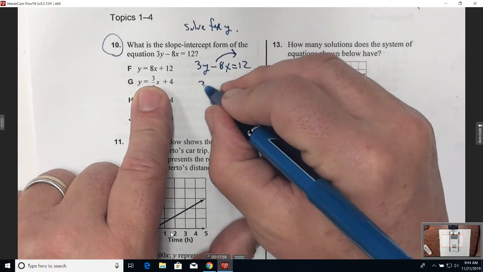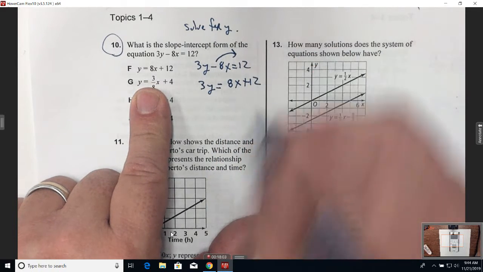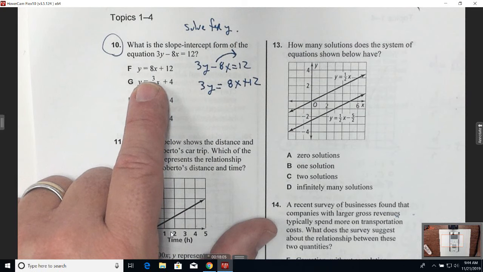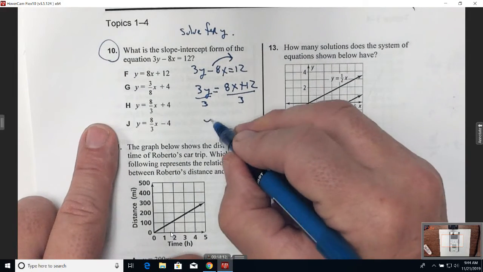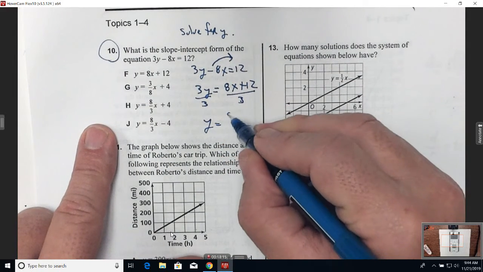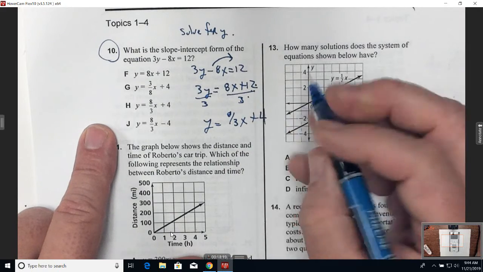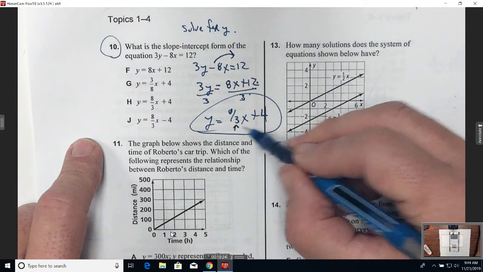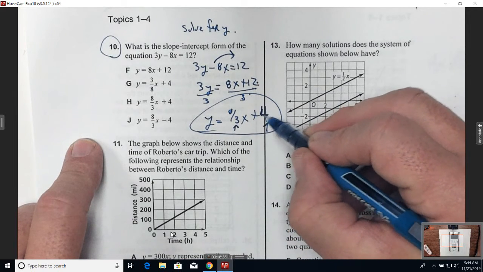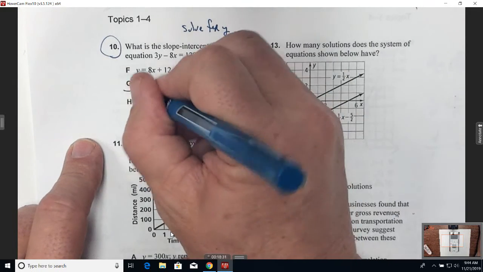Move the 8x over, so I get 3y is equal to positive 8x plus 12, because once it jumps across the equal sign, it becomes a positive. It changes its sign. It was a negative, now it's positive. And then now divide by 3. Divide by 3. So y is equal to 8 divided by 3, is 8 thirds x. And then you got to take 12 divided by 3, which is 4. So now it's in slope-intercept form. This is my slope. This is my y-intercept, which is a 4. Which one says that? G.